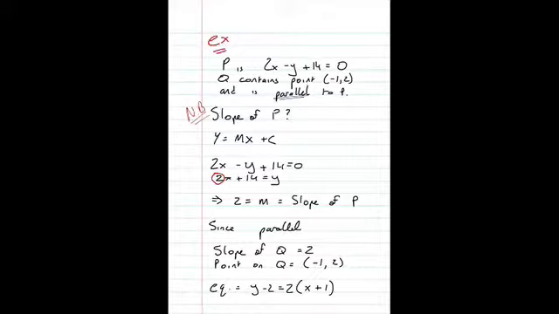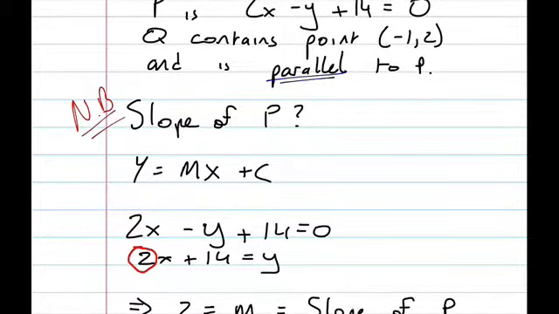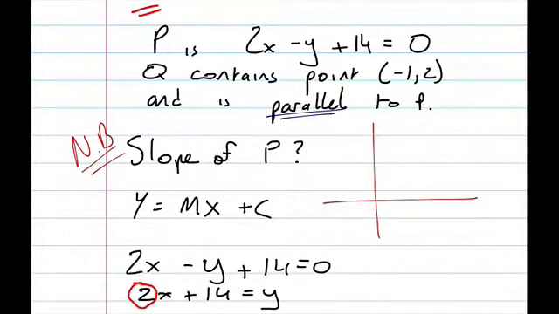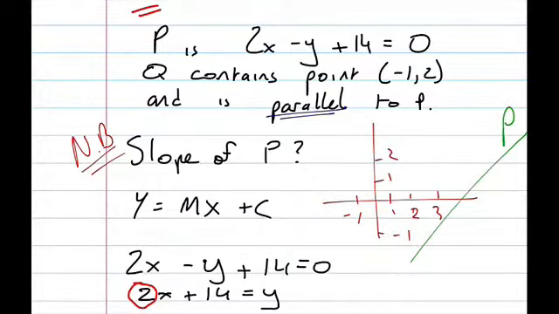Right. Here, I'm just going to try and draw a rough picture of what I think is going on. Okay? Sometimes a picture might help. P is 2x minus y plus 14 equals 0. That's a line someplace on the graph. So let me just draw the line. Let's pretend that's P. Q contains point -1, 2 and is parallel to P.